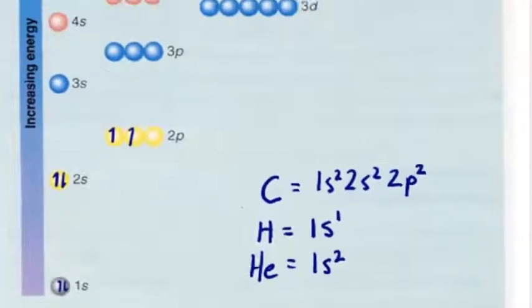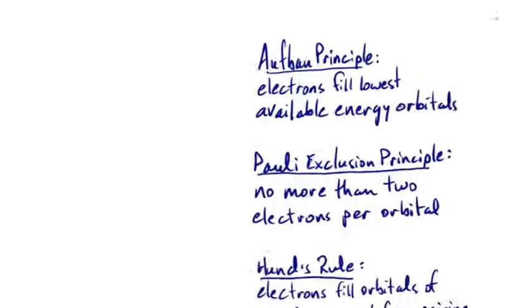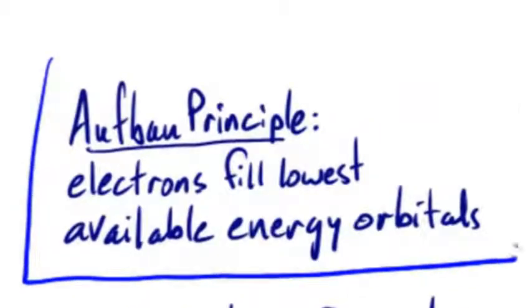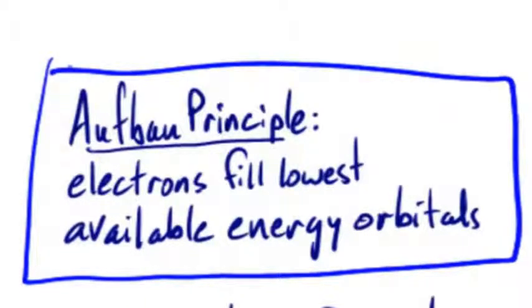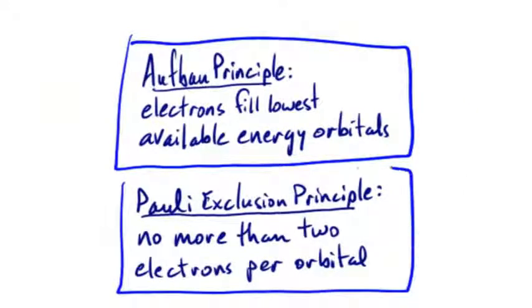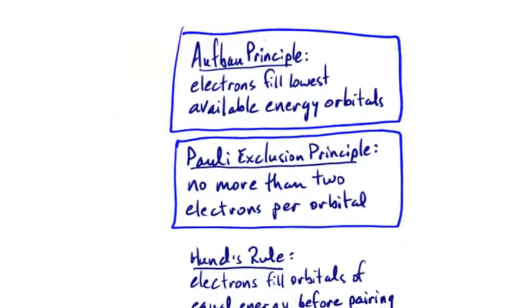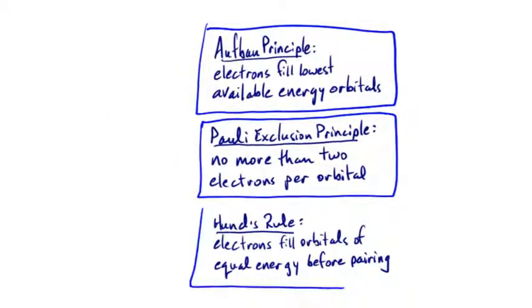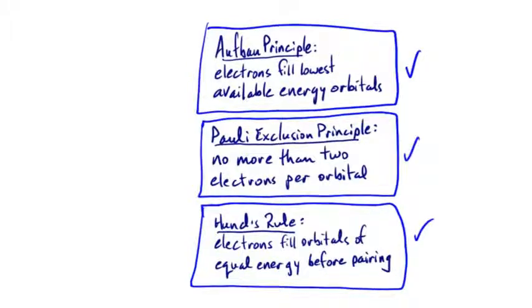Let's look at those rules that we've been talking about. The first one is called the Aufbau principle: electrons fill lowest available energy orbitals. Then there's the Pauli exclusion principle: no more than 2 electrons per orbital. And finally, Hund's rule: electrons fill orbitals of equal energy before pairing. As we look at a few different elements and their electron configurations, in other words, the arrangement that the electrons are in the atom, we will be using each one of these rules.